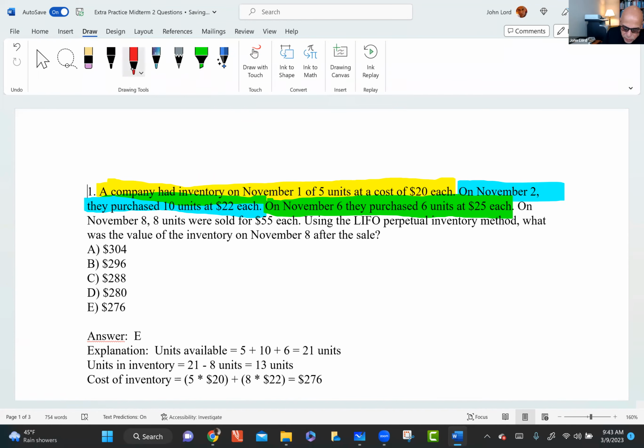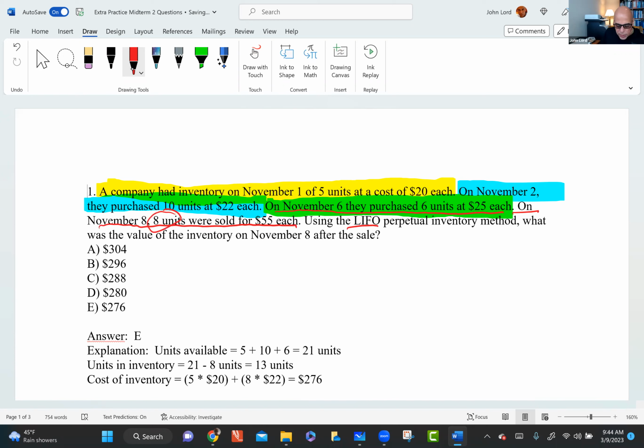Then they tell us that on November 8th, 8 units were sold for $55 each using LIFO, last in, first out. That means that the last things that we purchase will be the first things that we'll sell. Now, just taking a look right here, the last purchase was what? November 6th, they purchased 6 units at $25 each. So what should be the value of the ending inventory after they have sold 8 units?